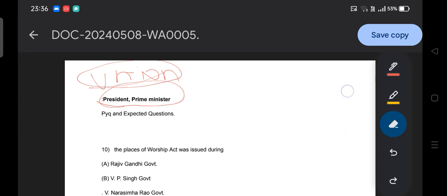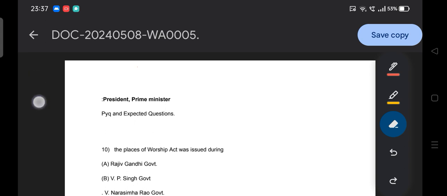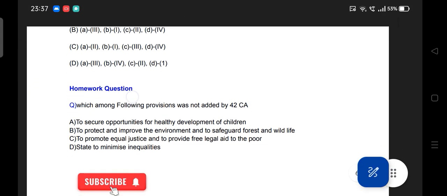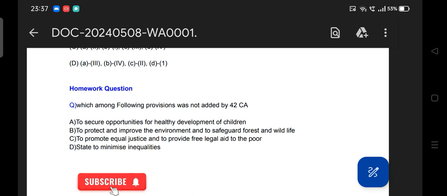And guys, before that, I would like to take you through the homework questions. I have already given them in the last session, so let's try to understand the answers. The homework question: which among the following provisions was not added under the 42nd Constitutional Amendment Act?